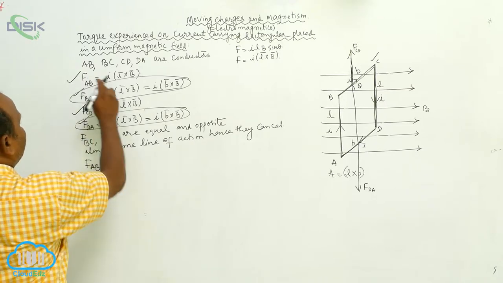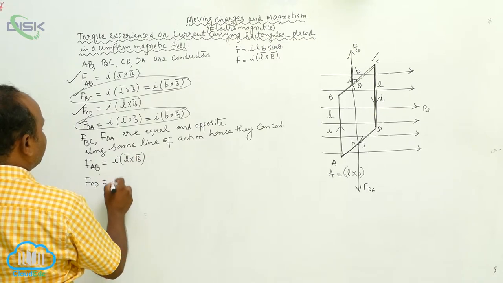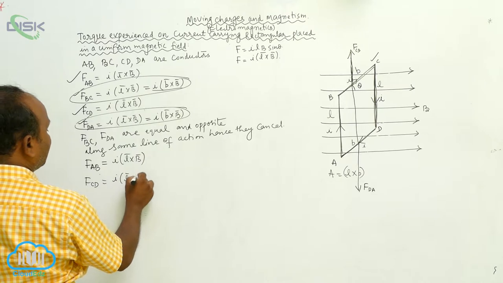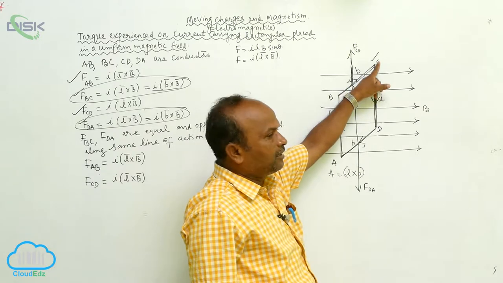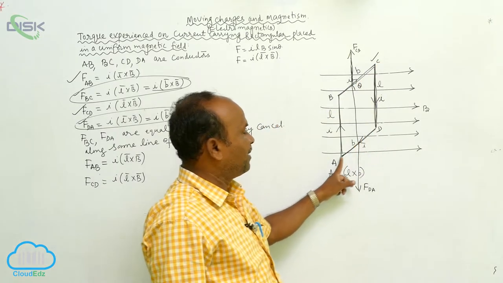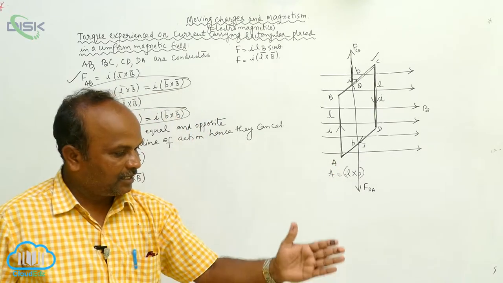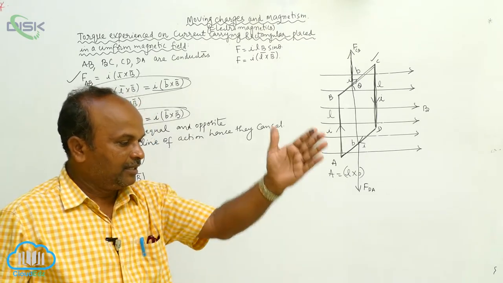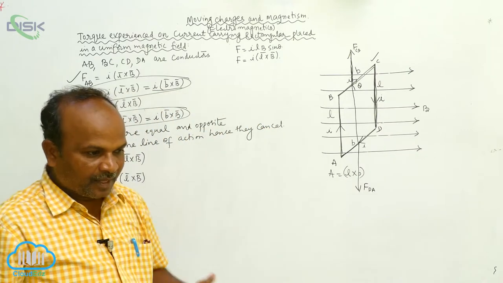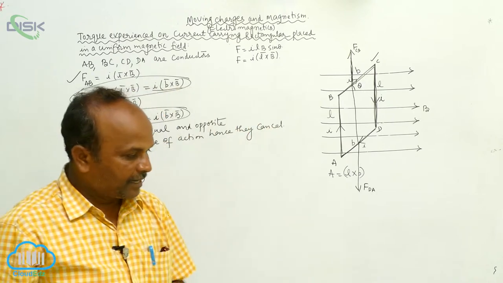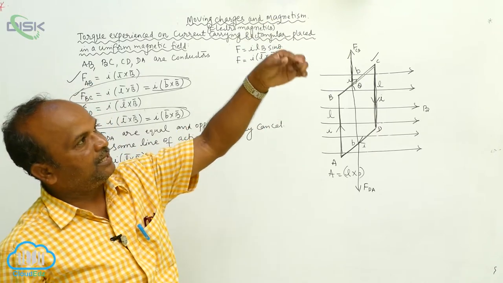Now, F of AB is equal to I into L bar cross B bar. Right, F of CD is equal to I into L bar cross B bar. Now, once again, this is the top of the rectangular coil. This is the bottom of the rectangular coil. This is called the magnetic field. This is the current carrying rectangular coil. This current carrying rectangular coil is making an angle theta. Now, the current is in this direction. The magnetic field is in this direction. According to Fleming's left hand rule, the force is in this direction.